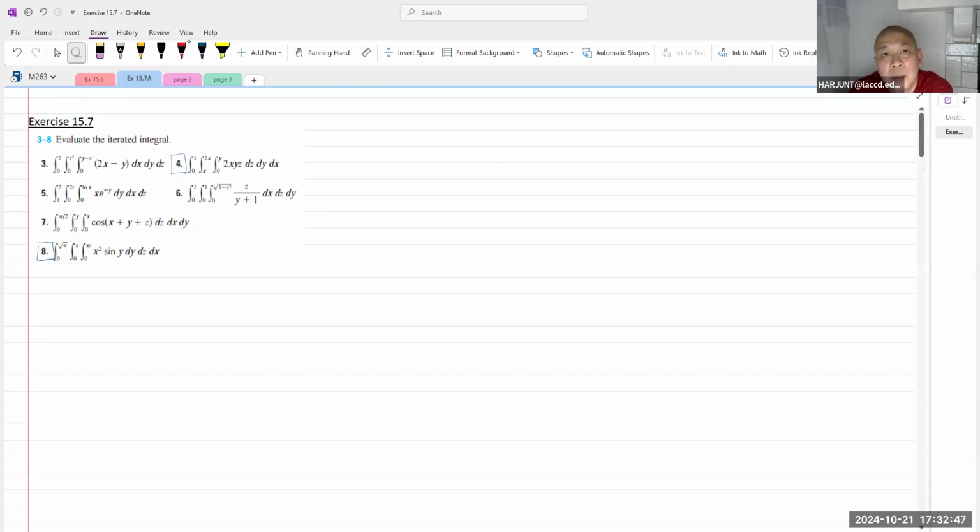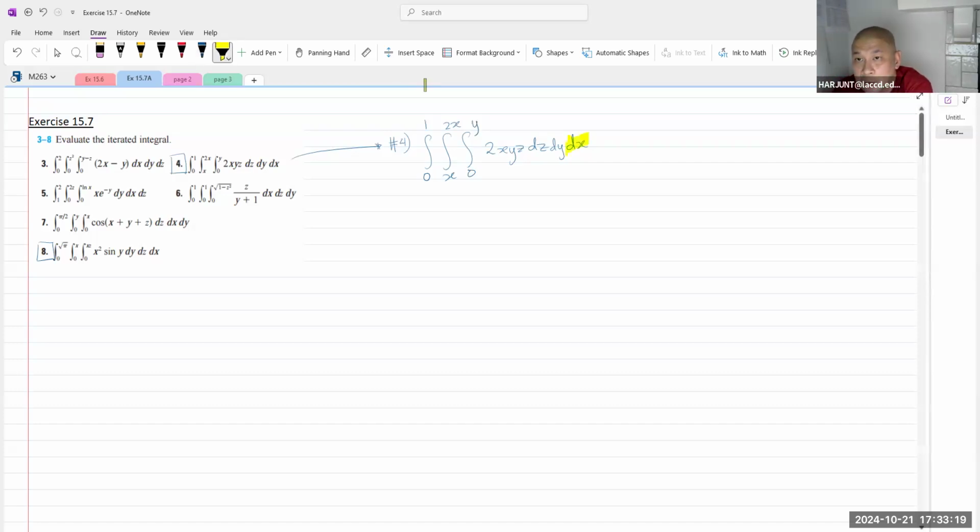Let's start with the easy part first, the ones where we need to compute the triple integral, number 4. So the triple integral of 2xyz dz dy dx for x from 0 to 1, y from x to 2x, and z from 0 to y. Now, before I go on, let me explain this first.